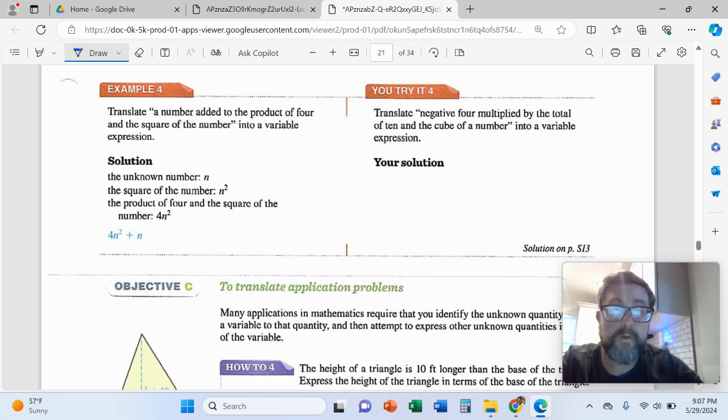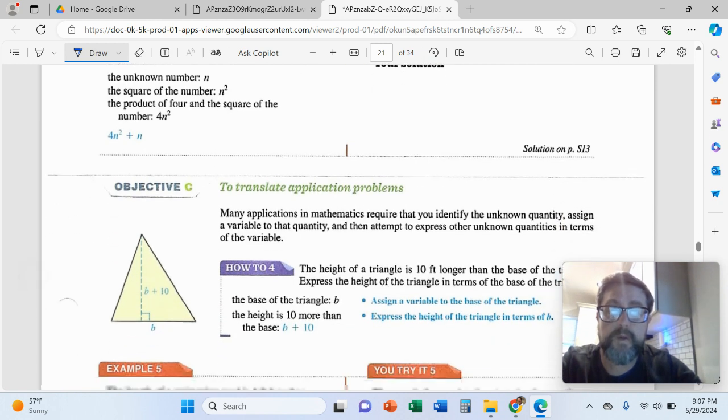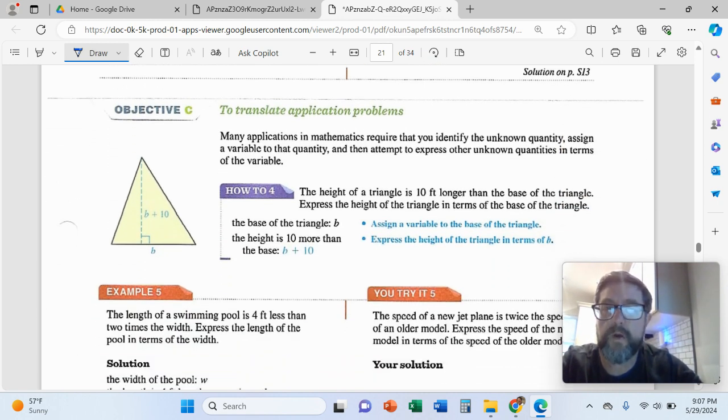Pause it and do these examples. Ooh, my favorite shape. Favorite shape to figure out.